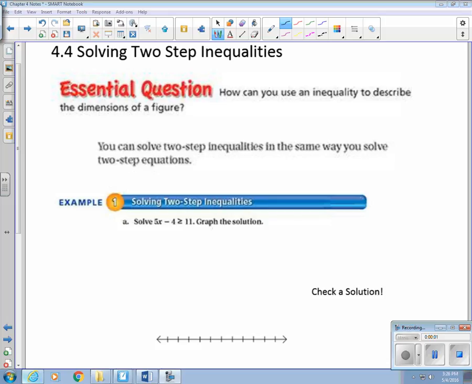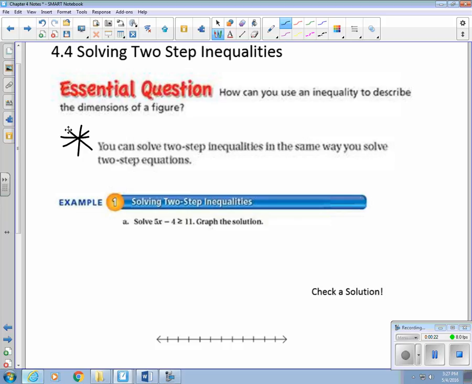Today's lesson is Chapter 4, Lesson 4, Solving Two-Step Inequalities. Our essential question is, how can you use an inequality to describe the dimensions of a figure? Here's our key point right here. You can solve two-step inequalities in the same way you solve two-step equations. So just remember the rules for solving two-step equations, and you'll be able to do these.